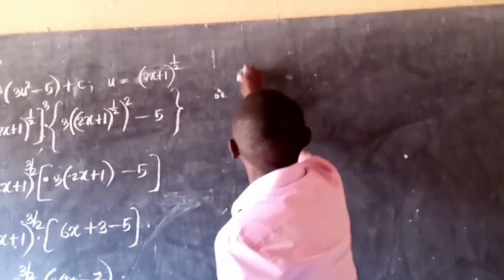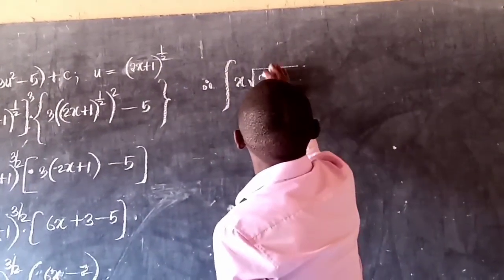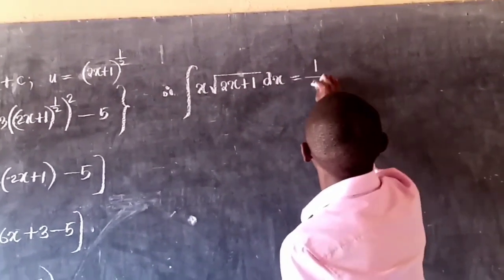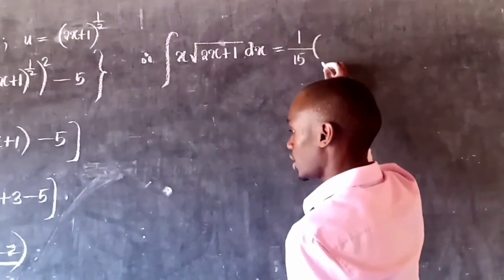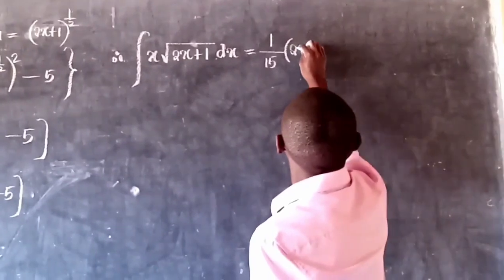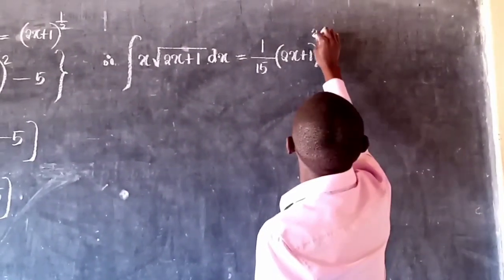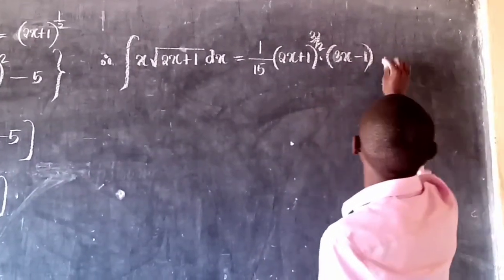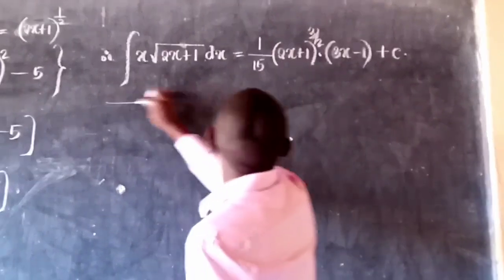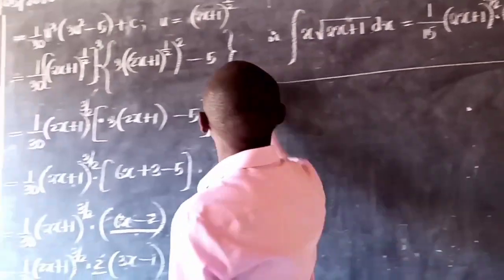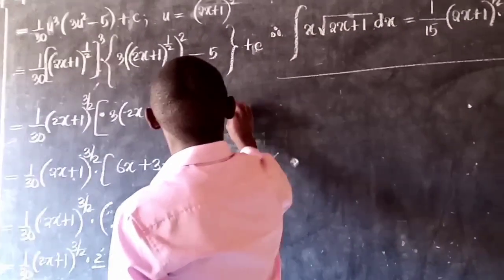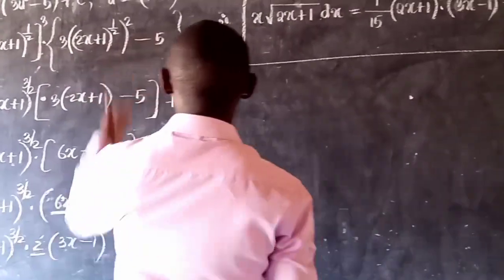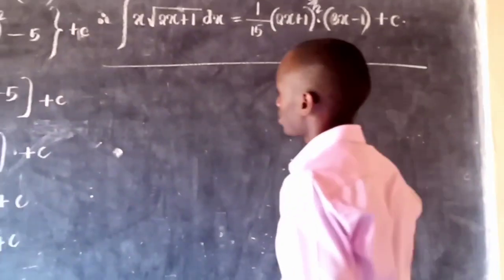So resultantly, the integral of x times the square root of 2x plus 1 dx is equal to 1 over 15, the denominator having become 15, into (2x plus 1) power 3 over 2 times (3x minus 1). Remember, we are adding a constant c of integration. Don't forget, we are adding a constant c. It's very important. It must be kept intact, though we are carrying out the process of simplification.